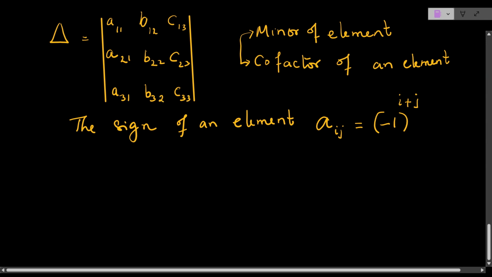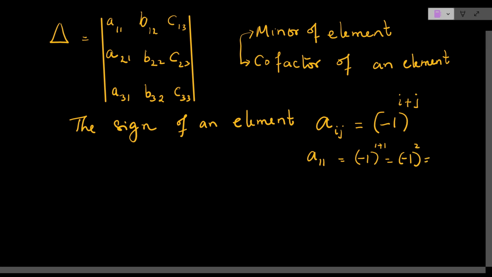Did you understand this? So let us check what is the sign for A11. See, (-1) to the power i plus j means 1 plus 1, that is (-1) to the power 2. So a negative sign with an even power gives a positive sign, right? Plus 1. Understood? So the A11 place is positive.